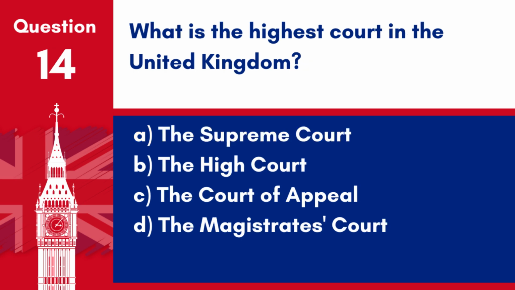Question 14. What is the highest court in the United Kingdom? A. The Supreme Court. B. The High Court. C. The Court of Appeal. D. The Magistrates' Court. Answer: A. The Supreme Court. The Supreme Court is the highest court in the UK, serving as the final court of appeal.